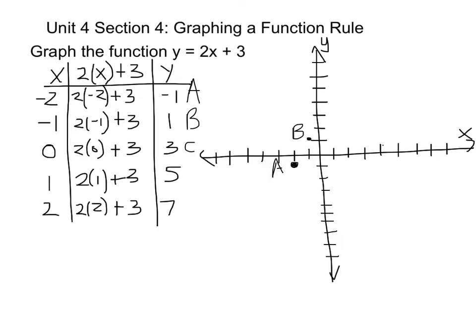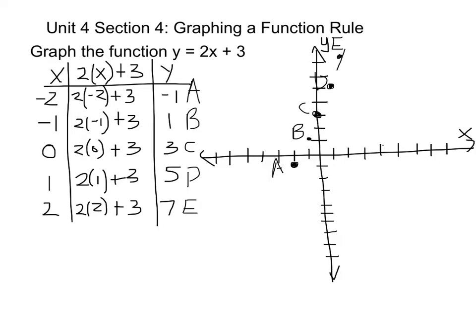The next one I'll label C, that's 0, 3. So that would be 1, 2, 3, about here. So that's point C. The next point is 1, 5, so go right 1 and up 5, so that would be around there. So let's label that D. And the last point is 2, 7, so that's right 2 and up 7. So let's label that E.